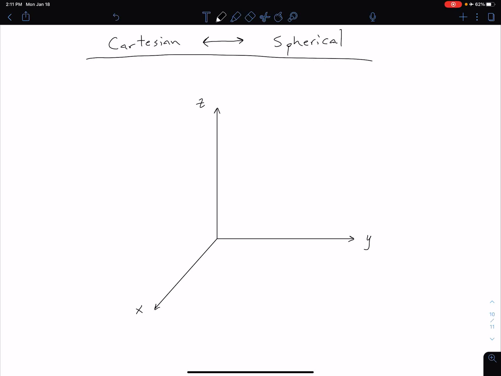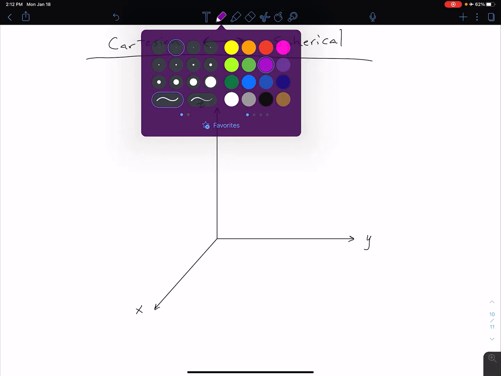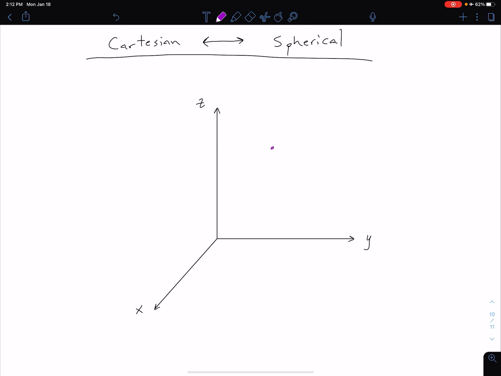In this video, we're going to look at equations for how we can convert back and forth between Cartesian coordinates and spherical coordinates. We're not going to go through all of the trig details, but I want to draw the figure just so you can have at least some idea of where we're getting this stuff.